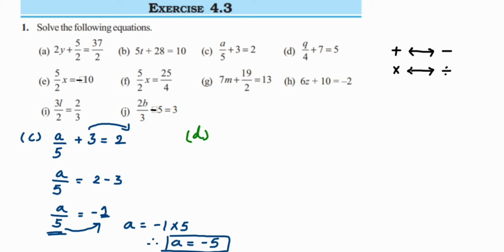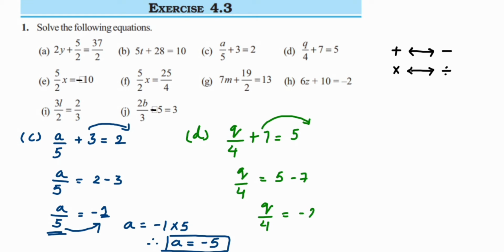So q upon 4 plus 7 is equal to 5. Now transpose 7 to the other side, it is in plus. When you transpose it, it becomes minus. So q upon 4 is equal to 5 minus 7. So 5 minus 7 is minus 2. So q upon 4 is equal to minus 2.